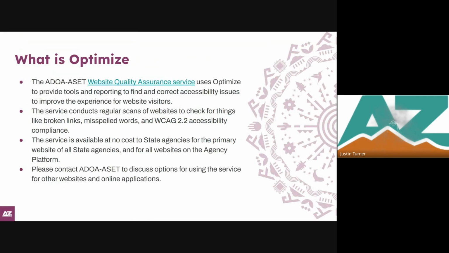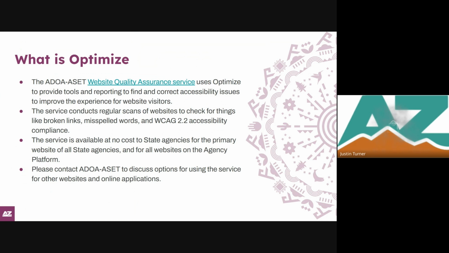Optimize, formerly known as Moncito, provides various tools and reporting information to help find and correct accessibility issues on your website with the goal of improving the overall experience for website visitors. The service conducts a weekly scan of your website and looks for things like broken links, misspelled words, state policy violations, and most importantly, accessibility compliance checks to ensure your site meets the Web Content Accessibility Guidelines version 2.2 level 2A.